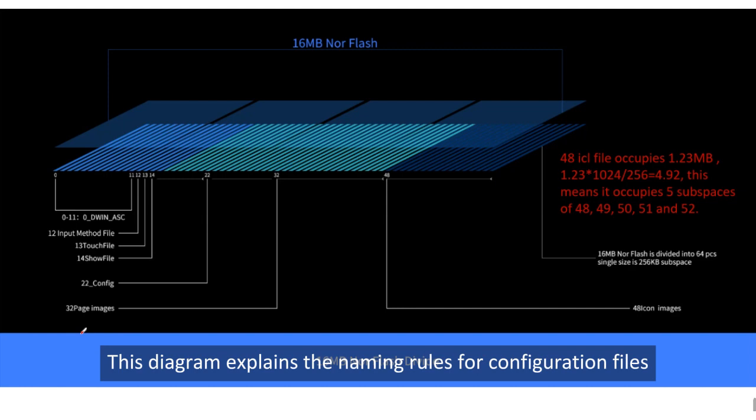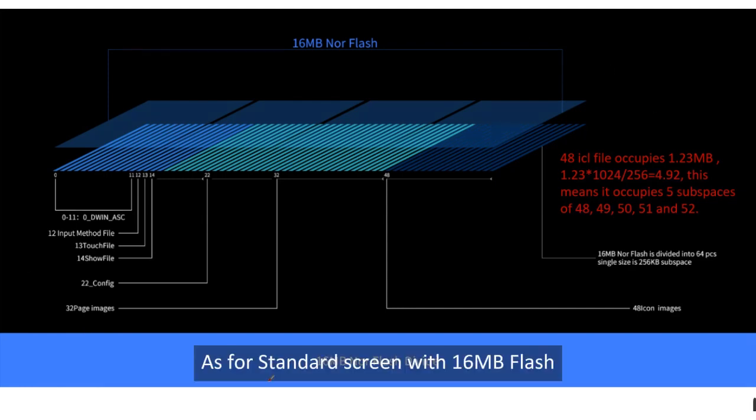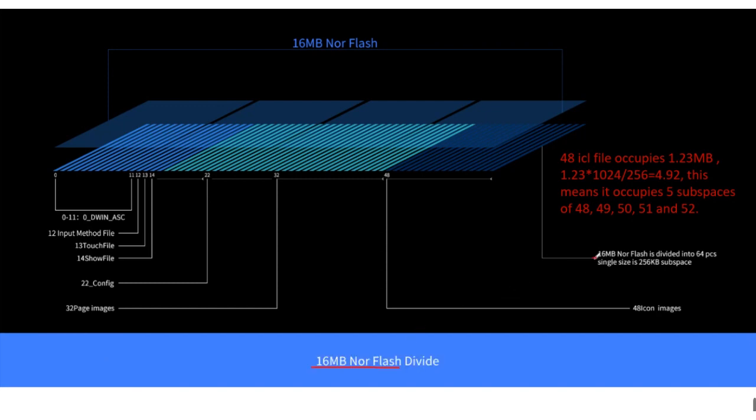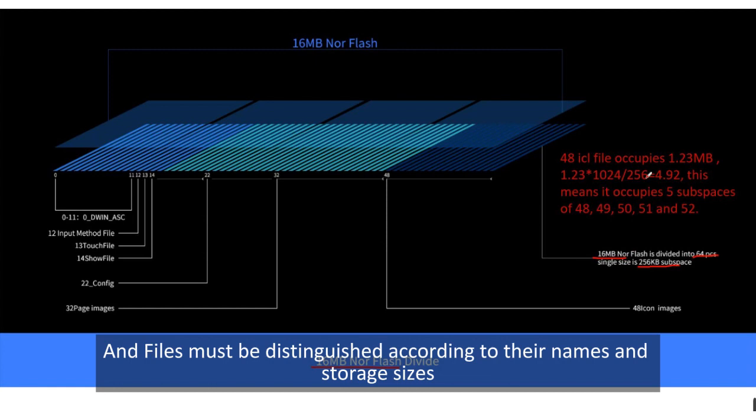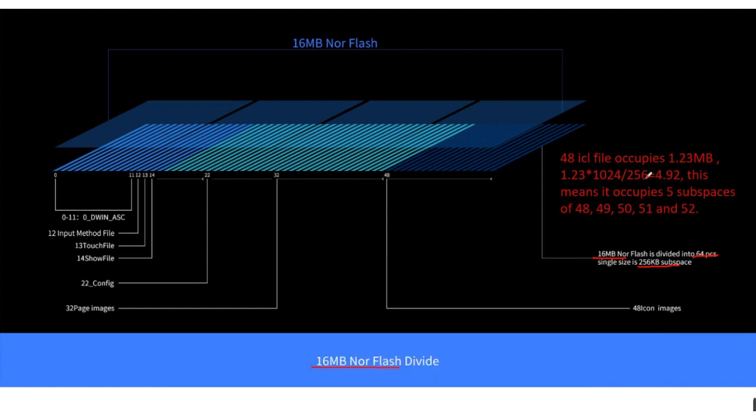This diagram explains the naming rules for configuration files. As for a standard screen with 16 megabytes flash, it is divided into 0 to 63, a total of 64 subspaces. The size of each subspace is 256 kilobytes. And files must be distinguished according to their names and storage sizes.